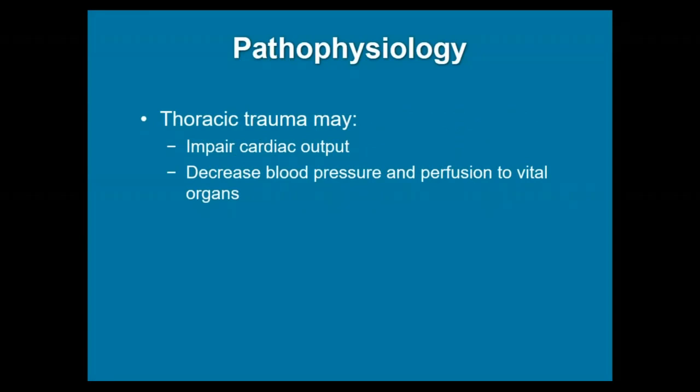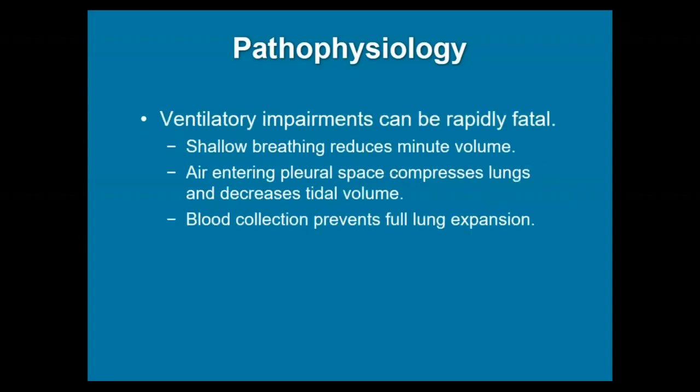One way we do that, let's say that we have pericardial tamponade, that interferes with refilling of the heart so that the ejection fraction goes down, and that decreases cardiac output. That's going to result in decreasing blood pressure and poor perfusion of organs, including the brain. And ventilatory impairments. I've already mentioned this because I got ahead of myself.